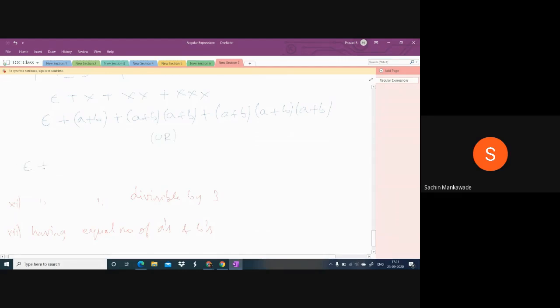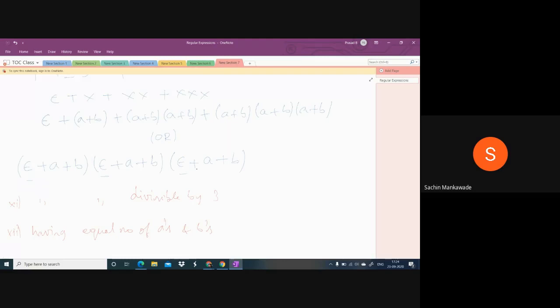Now, what is the meaning of epsilon plus a plus b? Epsilon or a or b, followed by epsilon plus a plus b, again epsilon, a or b, followed by epsilon plus a plus b. Suppose, guys, I want length 0. From here you can take epsilon or a or b. I will take epsilon from here, from here also epsilon, then the total will be epsilon, epsilon, epsilon. That is 0, that is epsilon.